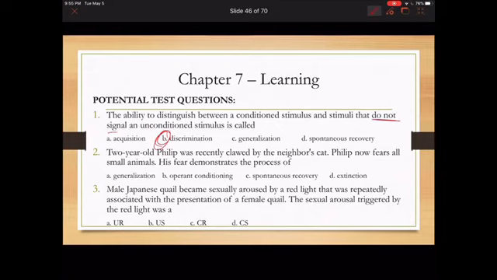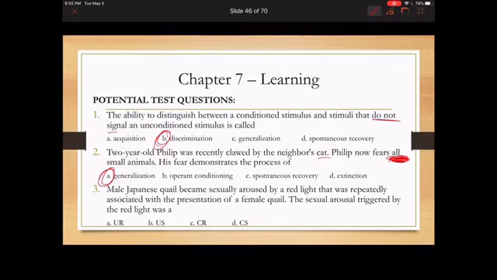2-year-old Philip was recently clawed by the neighbor's cat. He now fears all small animals. So even though it was only the cat that hurt him, he now thinks that any small animal is going to hurt him. So that is generalization.